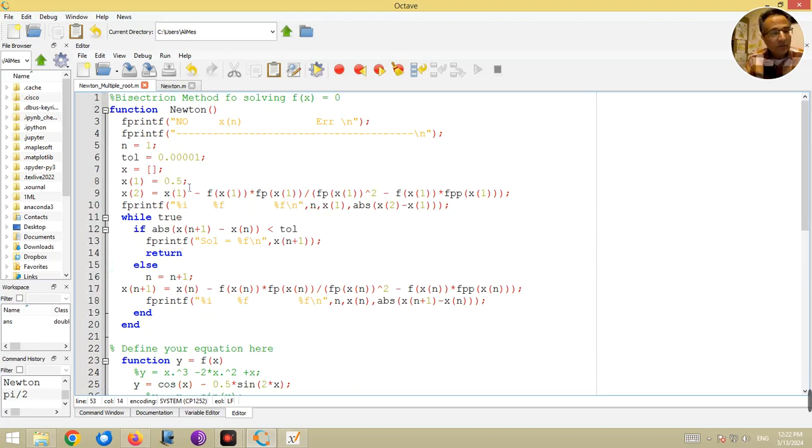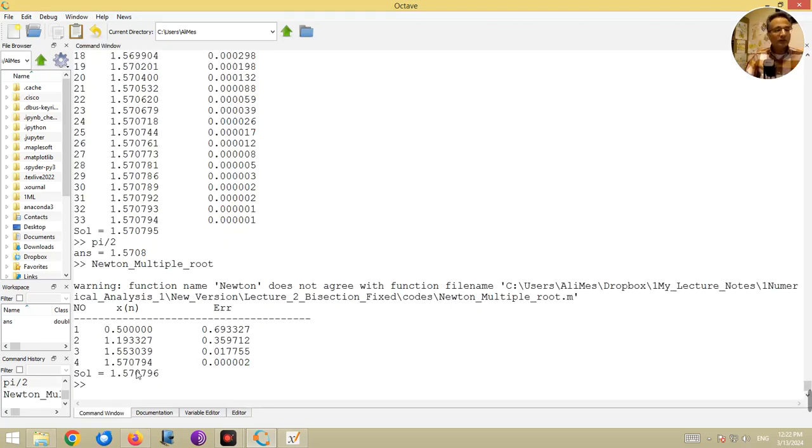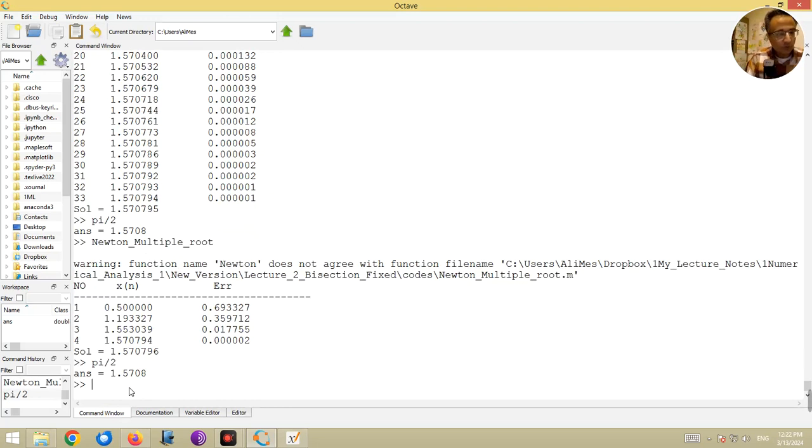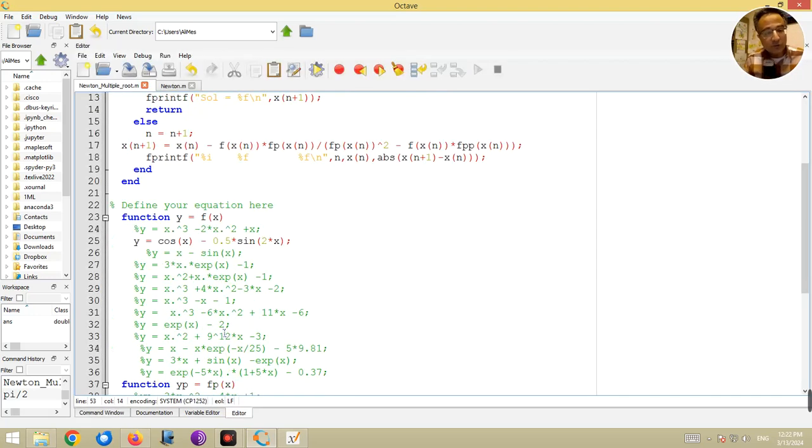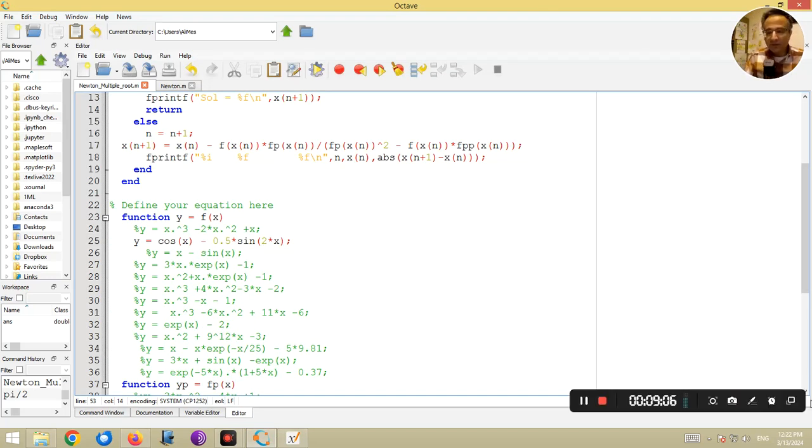And let me start with half and run the program. And you can see that just in 4 iterations we get the correct solution, pi over 2, 1.57, and it works. Okay, so if you want to find the root of a nonlinear equation with a multiplicity of more than 1, you can use this algorithm and find the roots very, very fast.